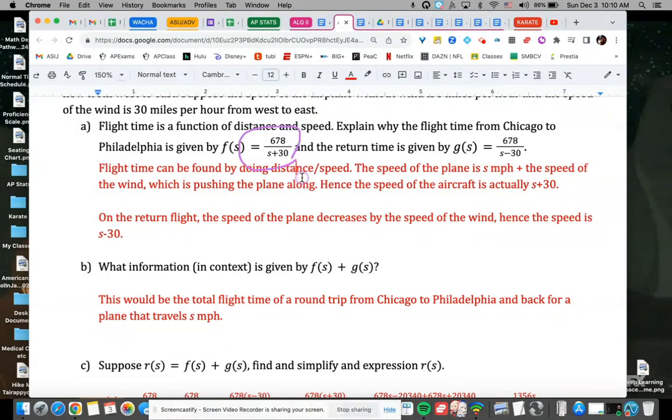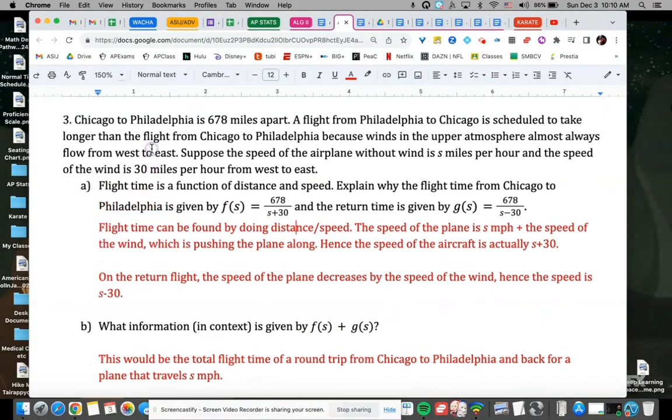Anyway, so in this one you can see that we have s plus 30 on the bottom and s minus 30 on the bottom. I have a variable on the bottom. But what's going on? Okay, so we've got an airplane that's flying 678 miles. The wind speed is 30, right? So when you're going one direction, the wind is pushing you, so you get s plus 30. And when you're coming back, the wind is going against you, so you get s minus 30, right? Those are kind of going against each other. That's why it's s plus and s minus.